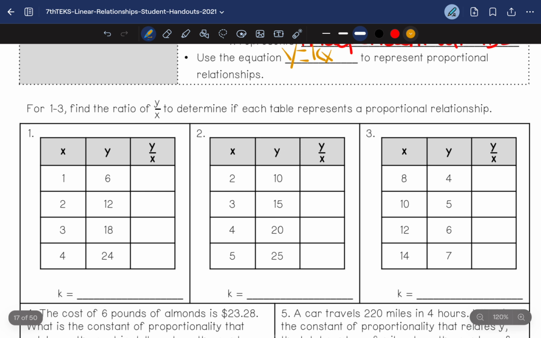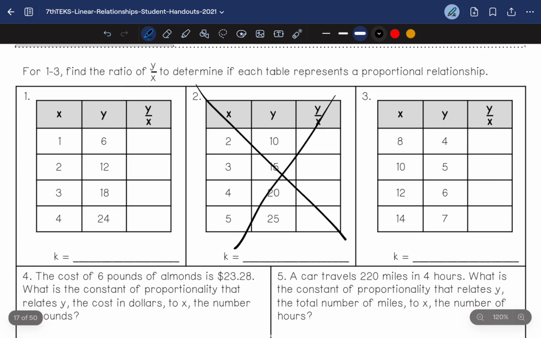All right, it says for 1 through 3, find the ratio of y over x to determine if each table represents a proportional relationship. Well, we're not going to do 2, so you can put an x through that. But we are going to do 1 and 3. So we have to use this ratio of y over x, which we've been essentially doing this whole time in this unit. So again, nothing really new. So if we look at our first ordered pair, it is 1, 6, but we have to set it up as 6 over 1, which simplifies to 6.